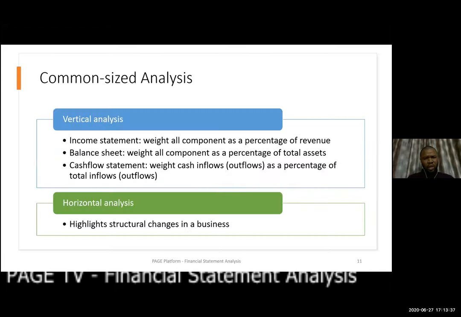So moving down, common sizing analysis. Basically, I will demonstrate this using the Excel tool. When we get there, we'll look at how to common size the income statement, the balance sheet, and the cash flow statement. We also have horizontal analysis that captures trend, showing what has been the structural changes in the business within a given period of time.